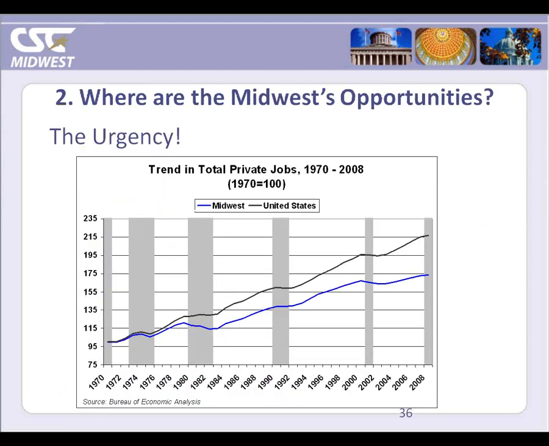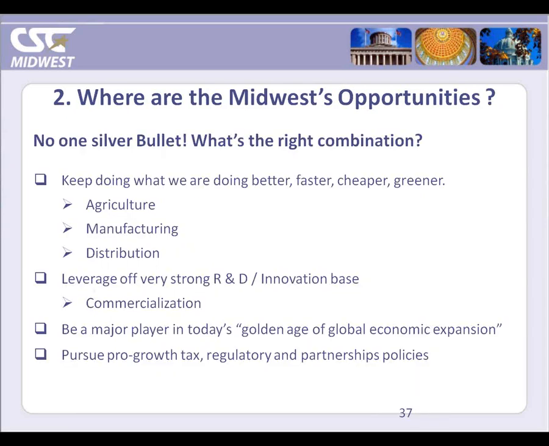Next, please. I'm going to leave that. Jeff's spoken enough about the urgency of the situation in the Midwest. The opportunities for the Midwest are to keep doing better, faster, cheaper, and greener what we already do, agriculture, manufacturing, distribution, to leverage off a very strong R&D and innovation base, to play much more significantly in this golden age of global economic expansion. Jeff points out that our international trade is pretty much focused on the Americas, so there are opportunities here. Next slide, please.